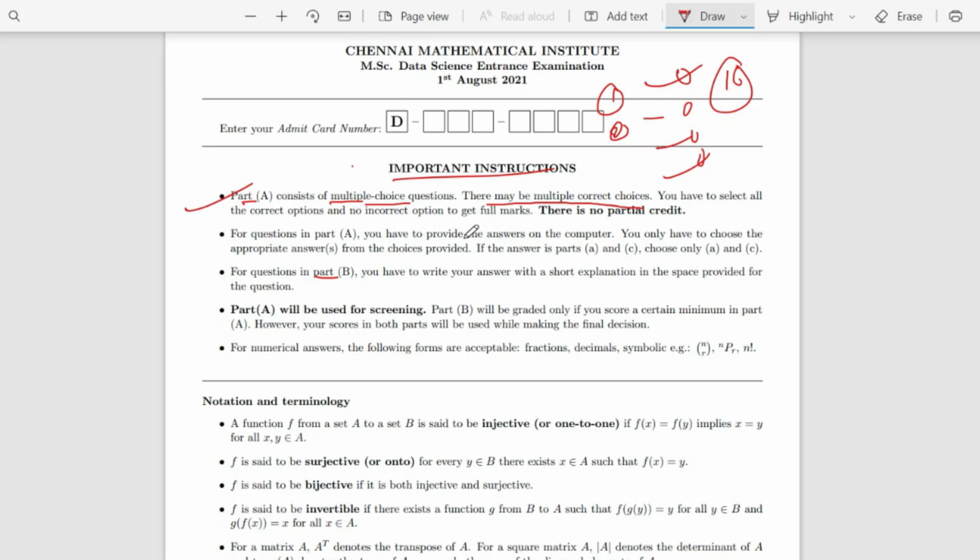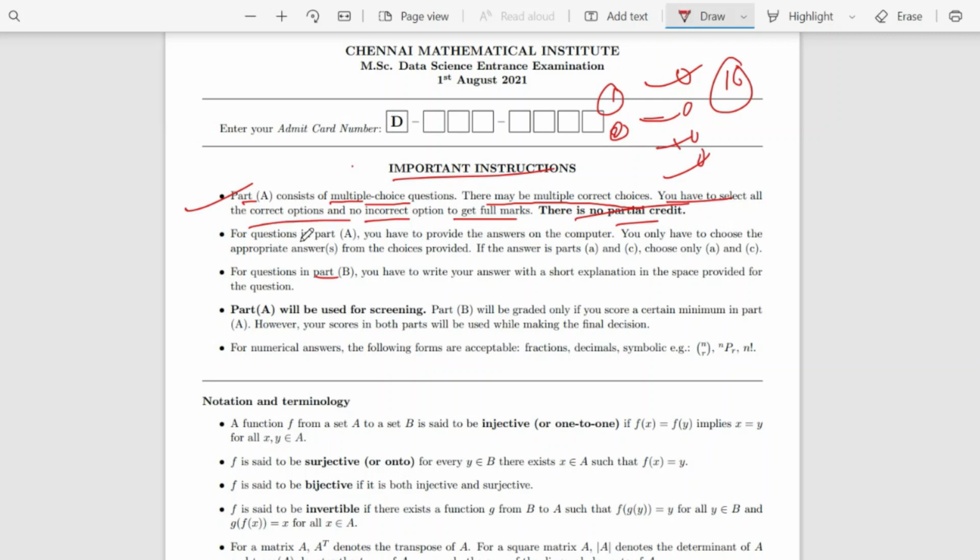Okay, the next thing is that you have to select all the correct options and no incorrect option to get full marks. If you select all the correct options only, then you will get full marks. Let's say you take two correct options and one incorrect option, then in that case you will not get any partial credit or partial marks. This is the most important thing. Since you may have multiple correct answers, just make sure that you check each and every option for each and every question.